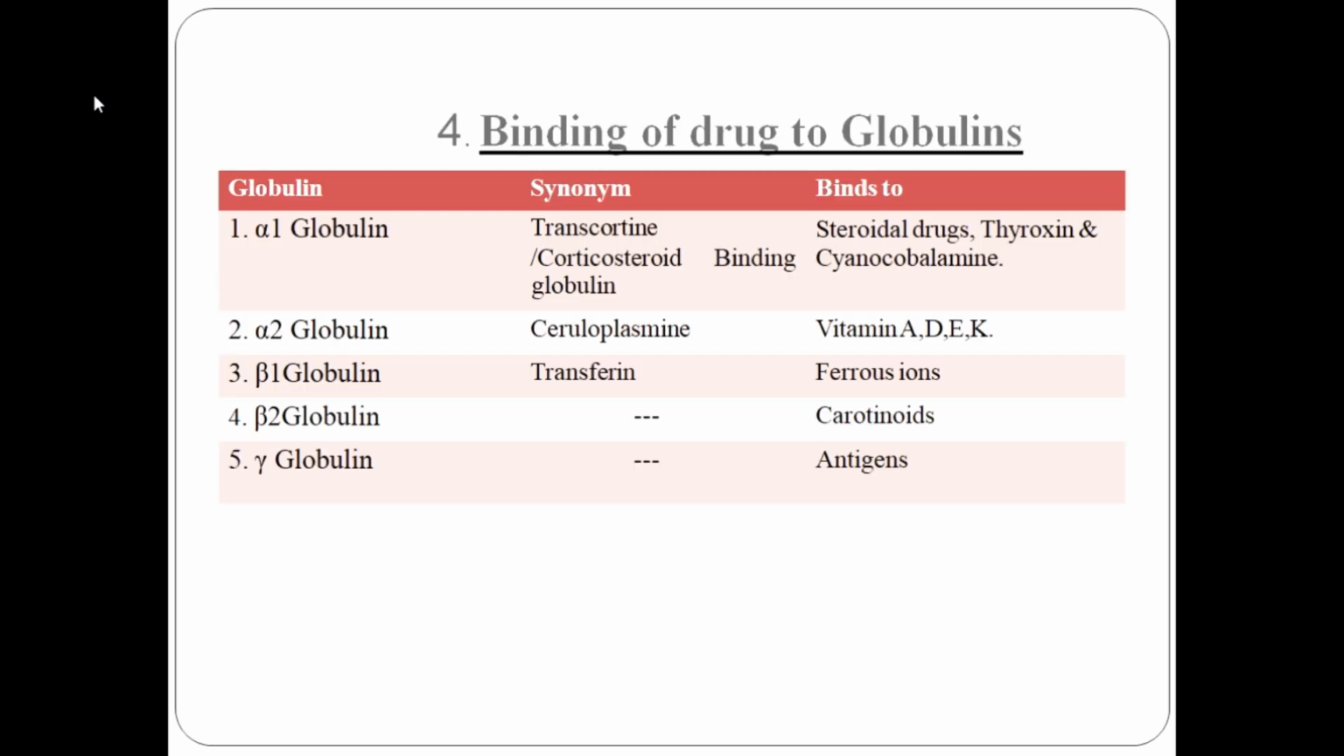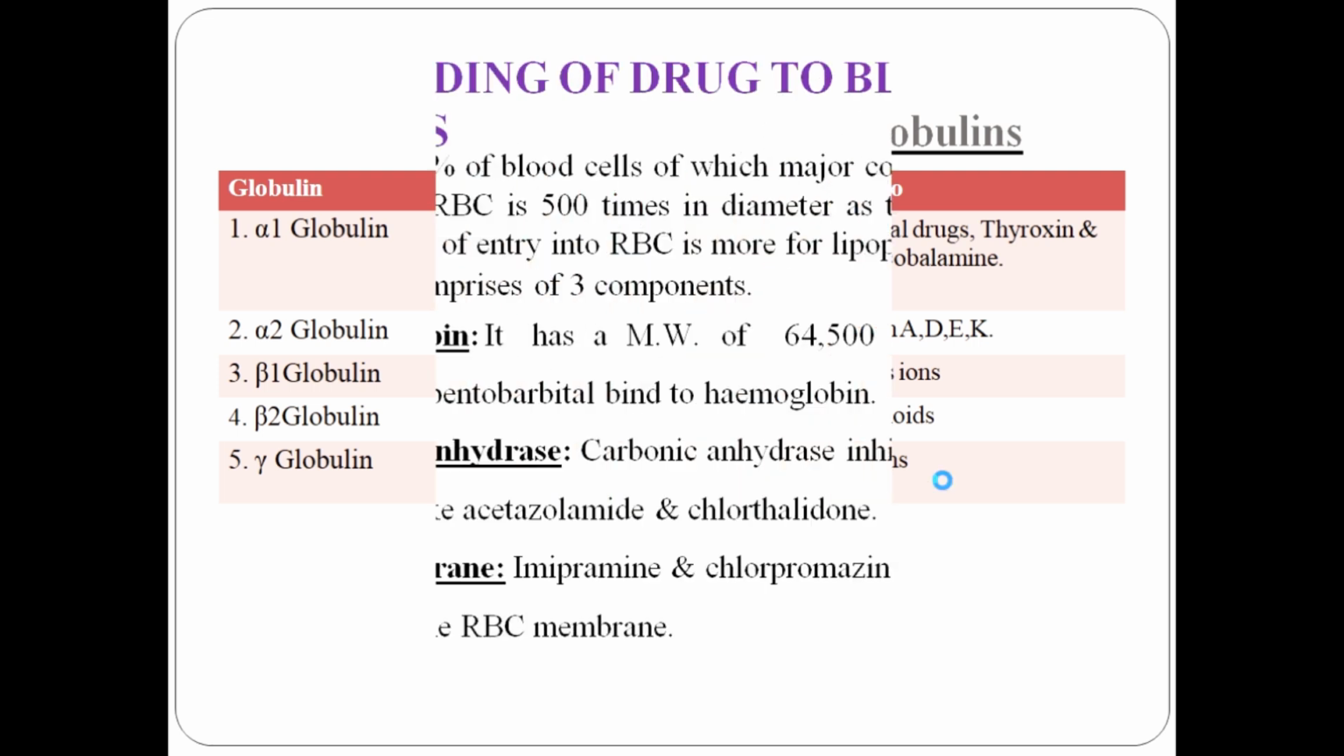Next is binding of drug to globulins. Globulins are further classified into five categories: alpha 1, alpha 2 globulin, beta 1, beta 2 globulin, and gamma globulin. Alpha 1 globulin binds steroid drugs like thyroxine. Alpha 2 globulin binds drugs like vitamin A, D, and K. Beta 1 globulin is a binding site for ferrous iron. Beta 2 globulin is a binding site for carotenoids, and gamma globulin is a binding site for antigens.